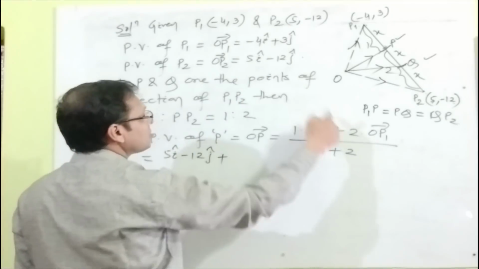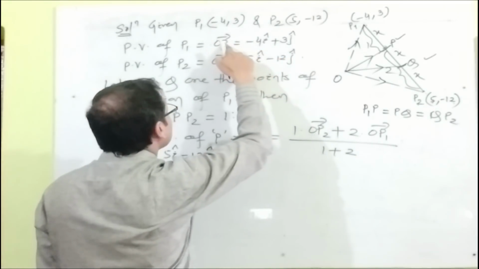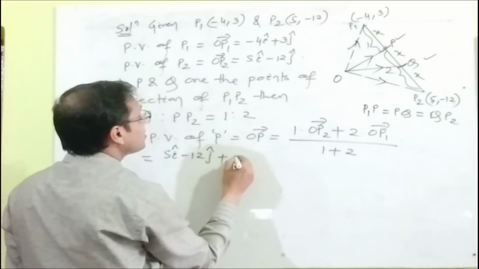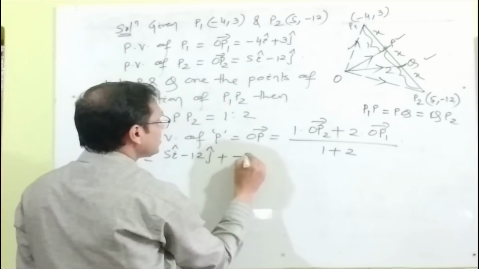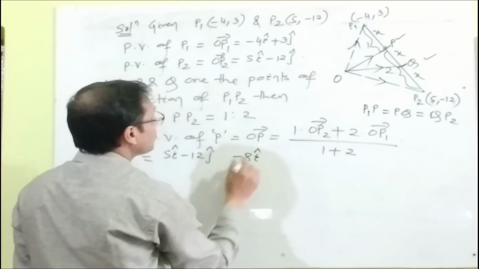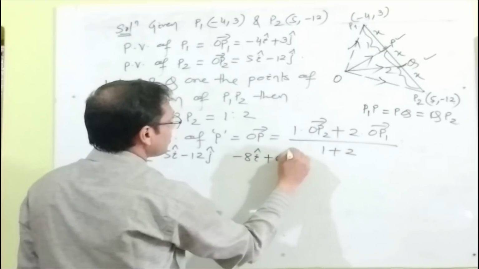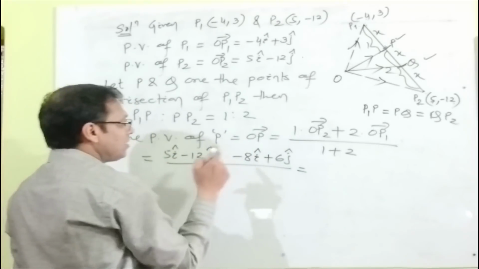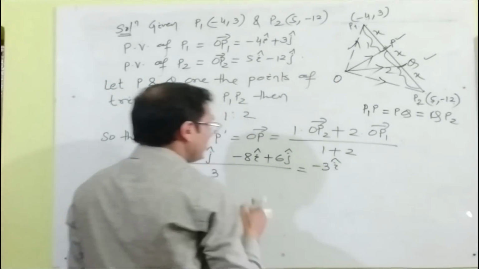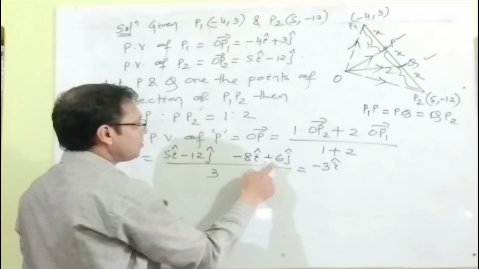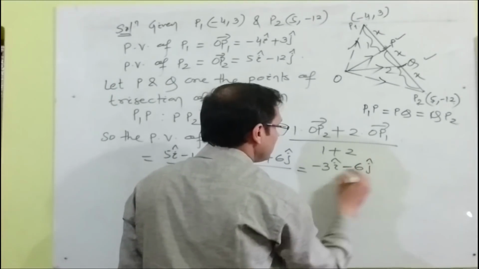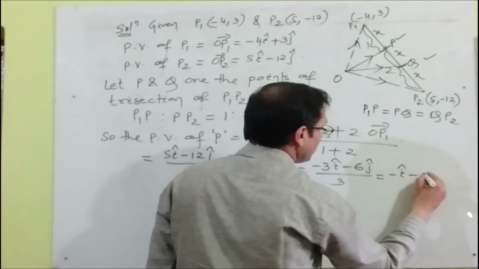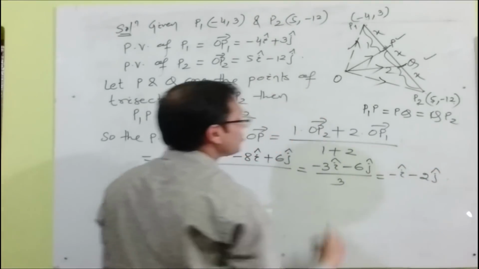1 into OP2 means 5 i cap minus 12 j cap. Already we have found the position vector of P2, and position vector of P1 is OP1, that is minus 4 i cap plus 3 j cap, that is 2 into this, minus 8 i cap plus 6 j cap, by 1 plus 2 is 3. So 5 i cap minus 8 i cap is minus 3 i cap, minus 12 j cap plus 6 j cap is minus 6 j cap, by 3. So this is nothing but minus i cap minus 2 j cap. This is the position vector of P.